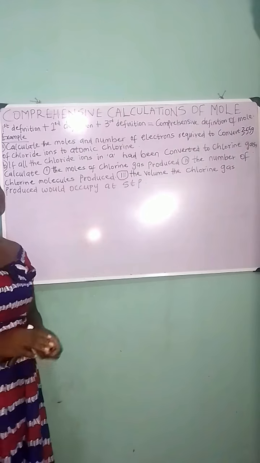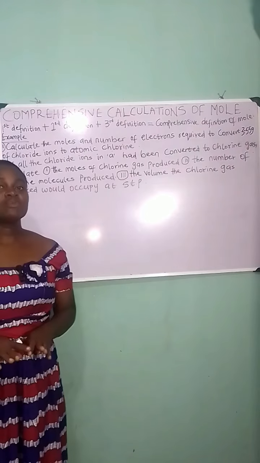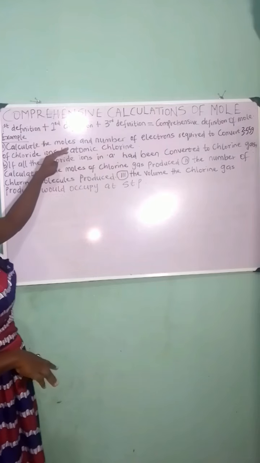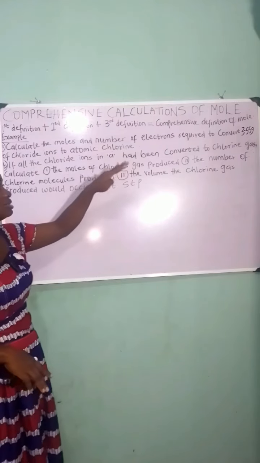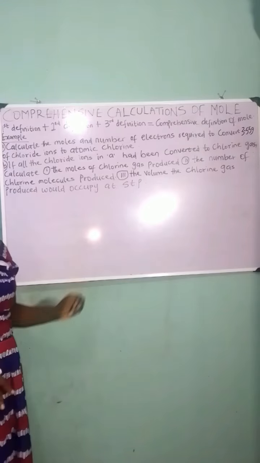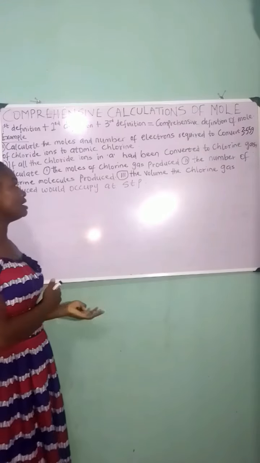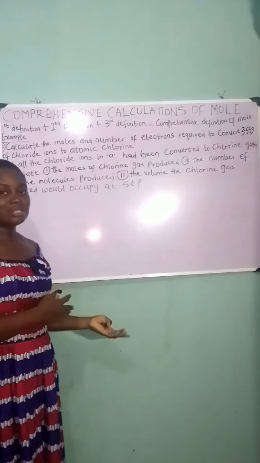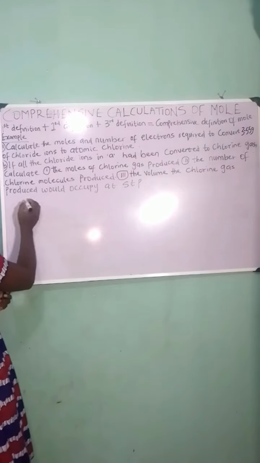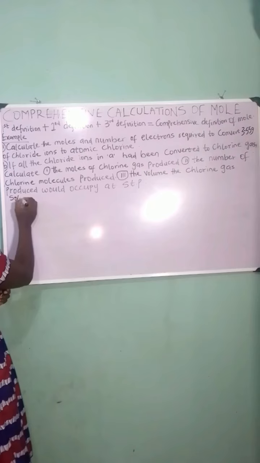We are going to take it step by step, bit by bit, so that we'll be able to understand this question. Now, the question is: calculate the moles and number of electrons required to convert 3.55 grams of chloride ions. That is to say, the chloride is in its ionic state, which is Cl⁻. So we have something like this solution.